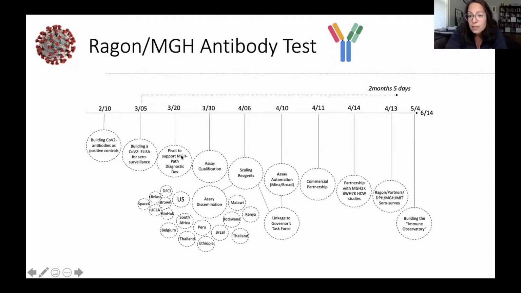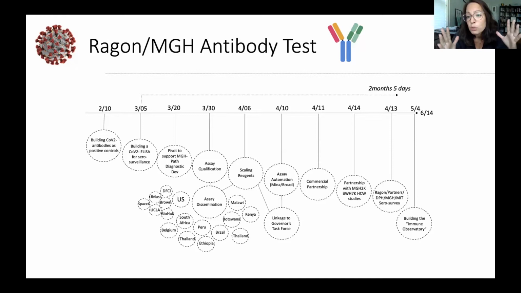We qualified the assay, got it ready for validation within our CLIA lab, and we began to disseminate this assay to multiple different labs across the US as well as across the entire world, sending the protocol to East Africa, West Africa, South Africa, Europe, to South America, as well as to Asia, really to build capacity to essentially have an assay out there that would give us reliable data.